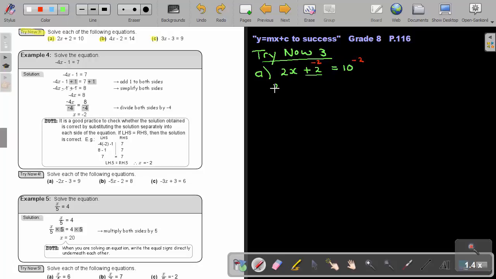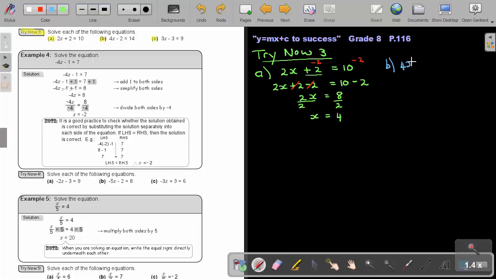So I'm ending up with 2x plus the 2, then comes the minus 2, and then 10 minus 2. Then what will happen with this? It will cancel out as I planned. So then I will have 2x and 10 minus 2, that will be 8. I don't want 2, I want 1x. So I divide by 2 and I divide by 2. Whatever I do on one side, I do on the other side. And I will get my value of x is 4. And I can test it. 2 times 4, that will be 8, plus 2, that will be equal to 10. Let's look at number B.